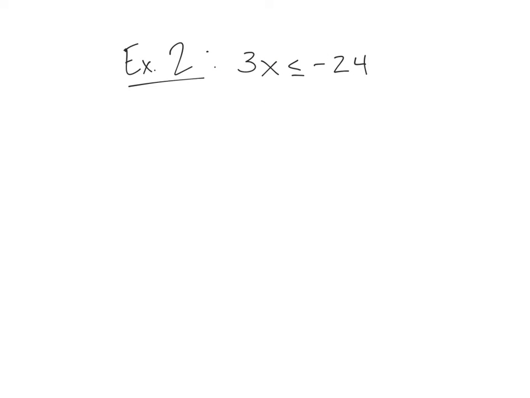Here's our second example. 3x less than or equal to negative 24. Now this 3x on the left-hand side has an invisible operation there. Either it's 3 plus x, 3 subtract x, 3 multiply x, or 3 divide x. Select the answer that's the correct operation here for 3x.